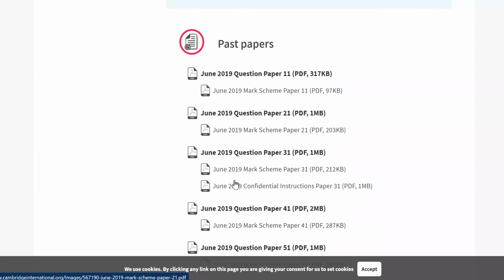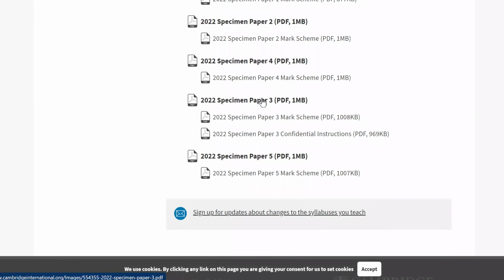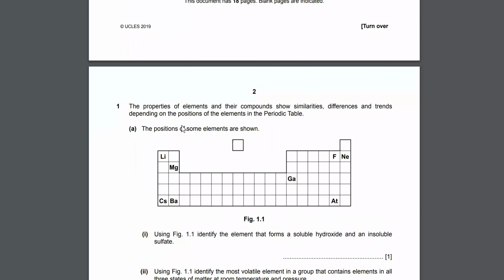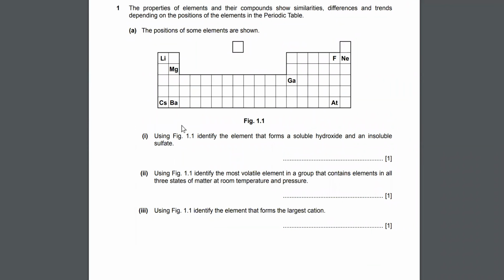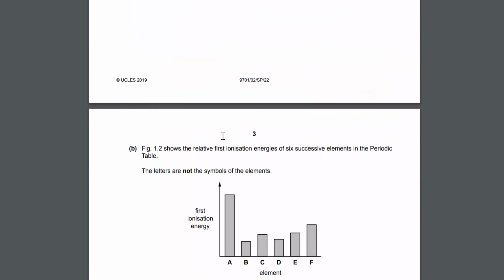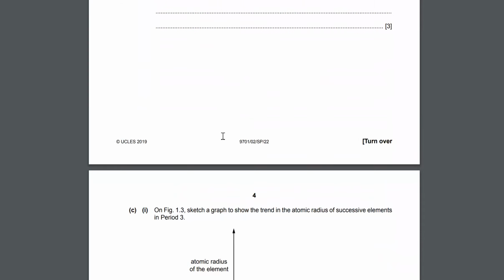Log past papers 2022. So most values, even the periodic table, they've actually printed inside it. They are not giving it separately now. So whatever you need would be part of the question.